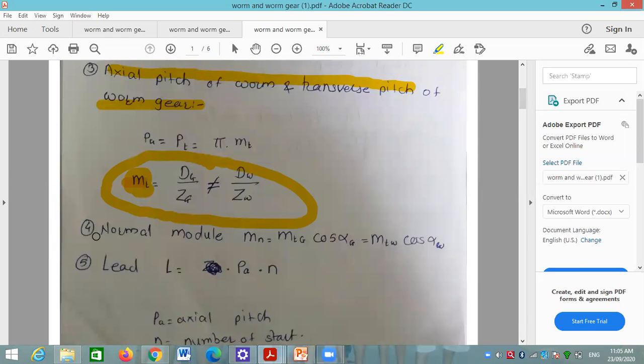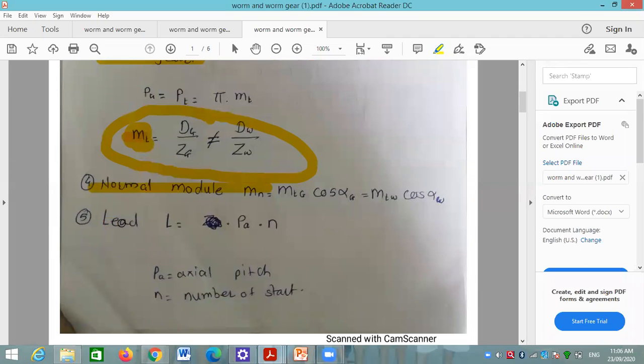The fourth formula is the normal module, MN. M suffix N is equal to MTG, the transverse module for a gear, into cos of alpha G, where alpha G is the helix angle for a gear. It is also equal to MTW into cos of alpha W. These are the formulas for the normal module.